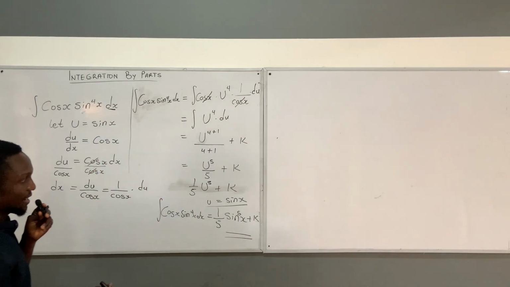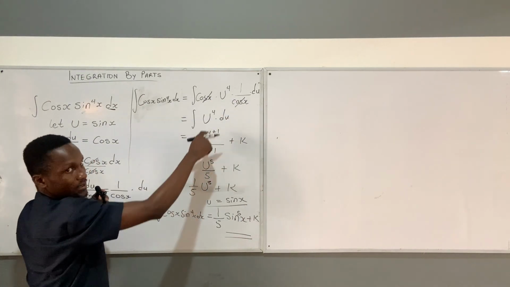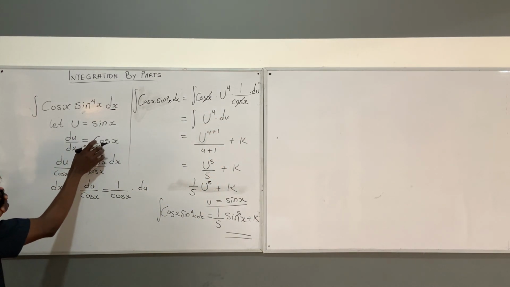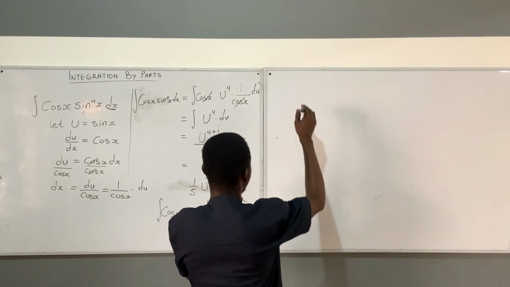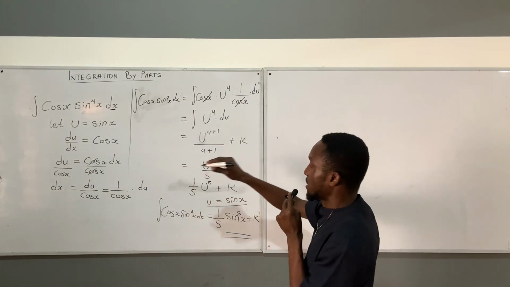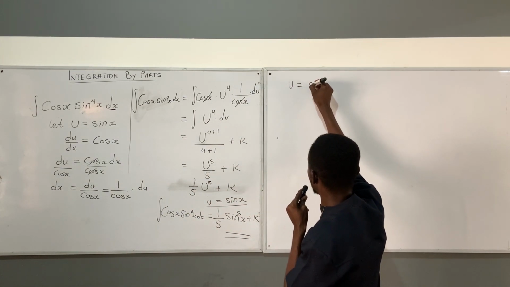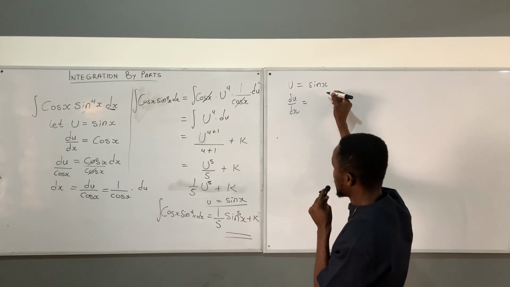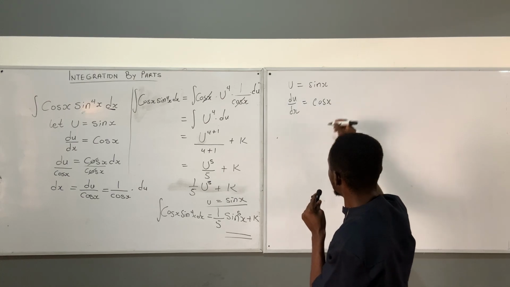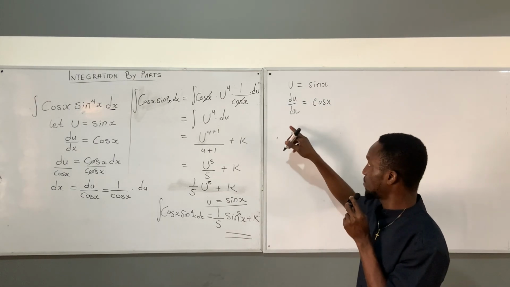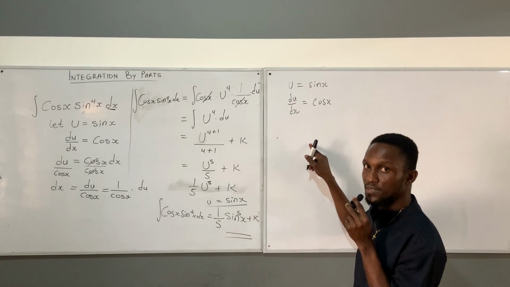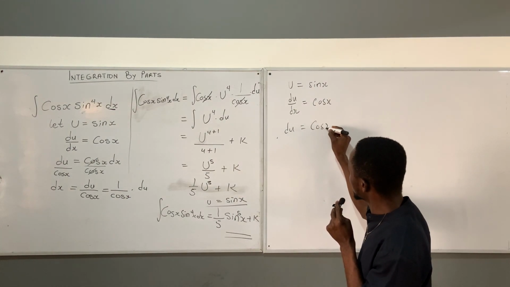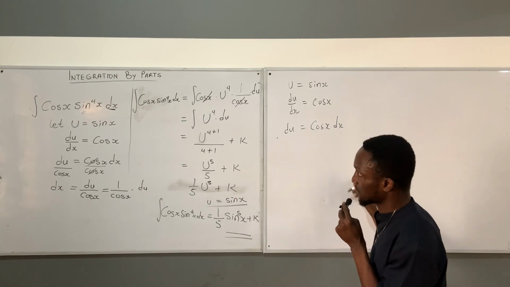Now watch. Another way you can do this without cancelling the cos x here is that when we get here, we said let u be equal to sine x. So we've got u equals sine x. We differentiate, du over dx gives us cos x. Now when you cross multiply, make du the subject instead of dx. So du is giving us cos x times dx.